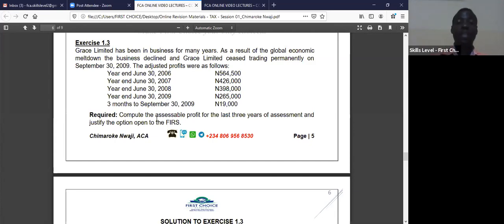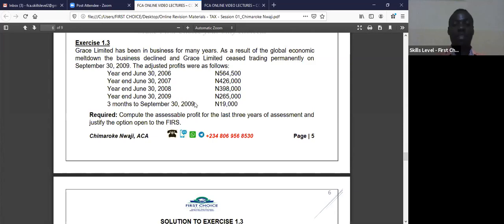Okay, they said compute the assessable profit for the last 3 years. When they say the last 3 years, it means 2009, 2008, and 2007. Okay, going to be 2009 year of assessment. Now, when they say last 3 years, get it right, because that is their basis.